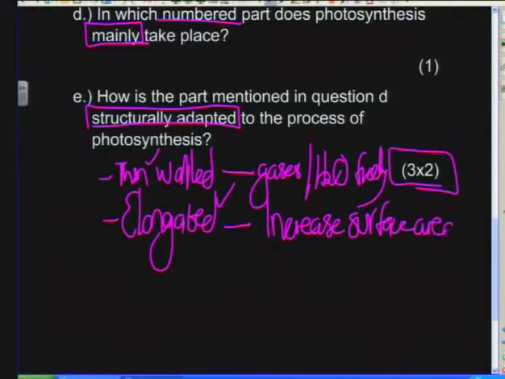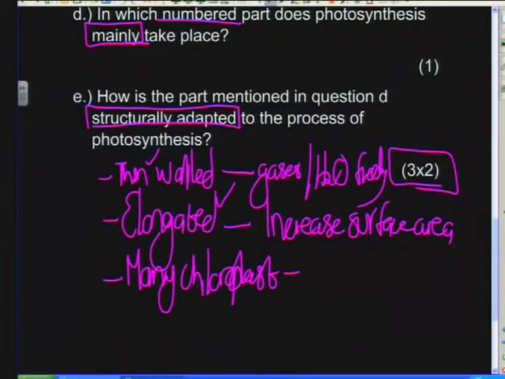Okay, for sunlight. Right, what else does it have? It's got many chloroplasts. We can say packed with chloroplasts. Okay, what are those chloroplasts able to do? All right, chloroplast is the organelle for photosynthesis.